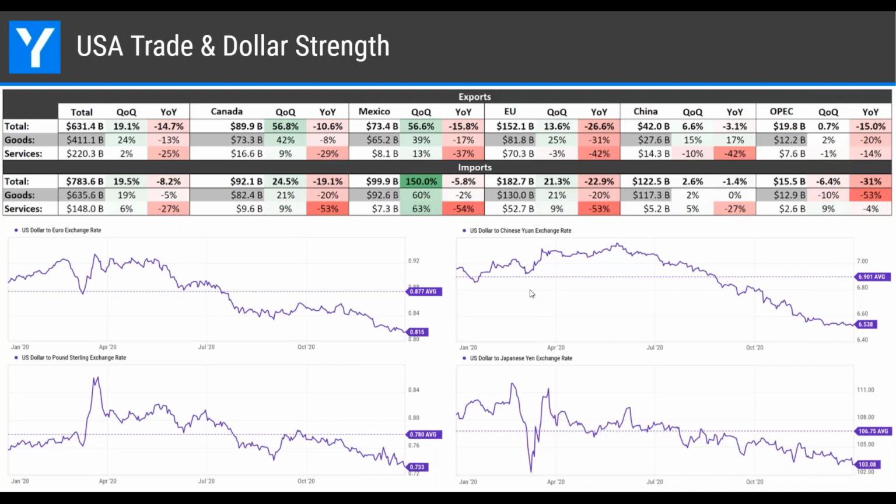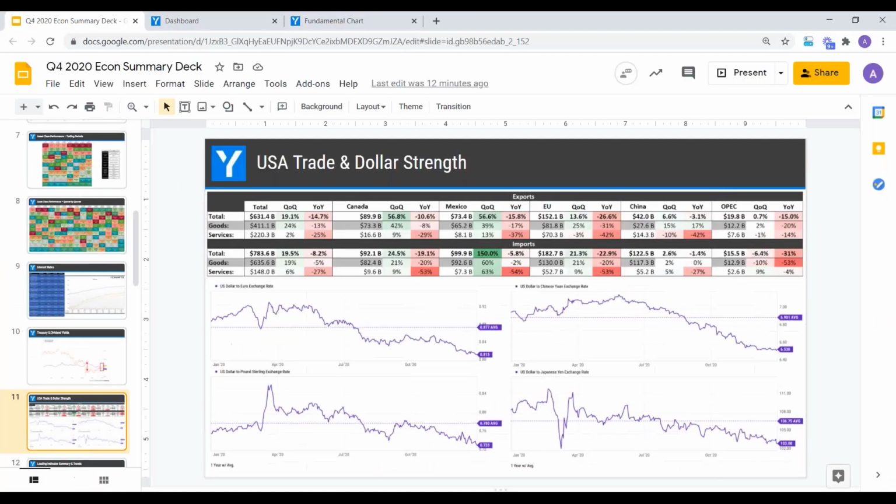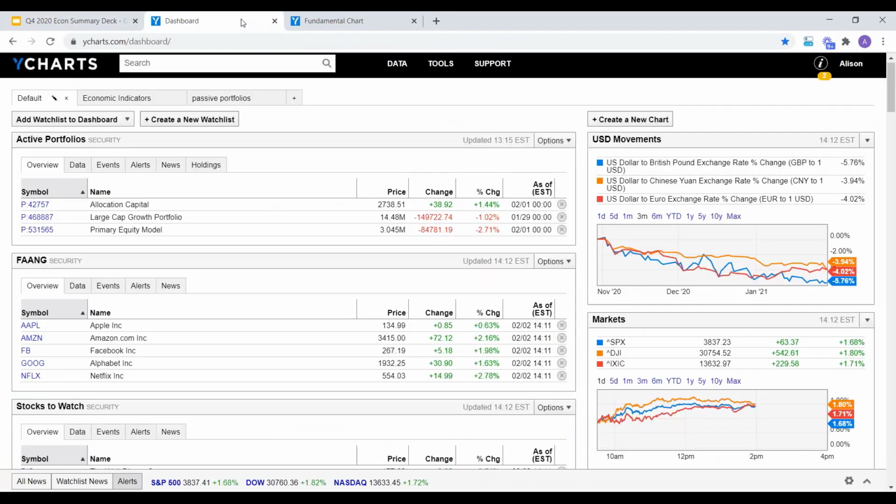So if you'll allow me a moment here, Connor, I'm just gonna pop out of this presentation and jump onto my YCharts dashboard here. You can see I already have it pulled up. On the right-hand side here, I have a chart where I'm tracking the movements of the USD compared to those same different currencies we had on that chart there. And I'll just demonstrate. So I use this new create a new chart button to build that chart.